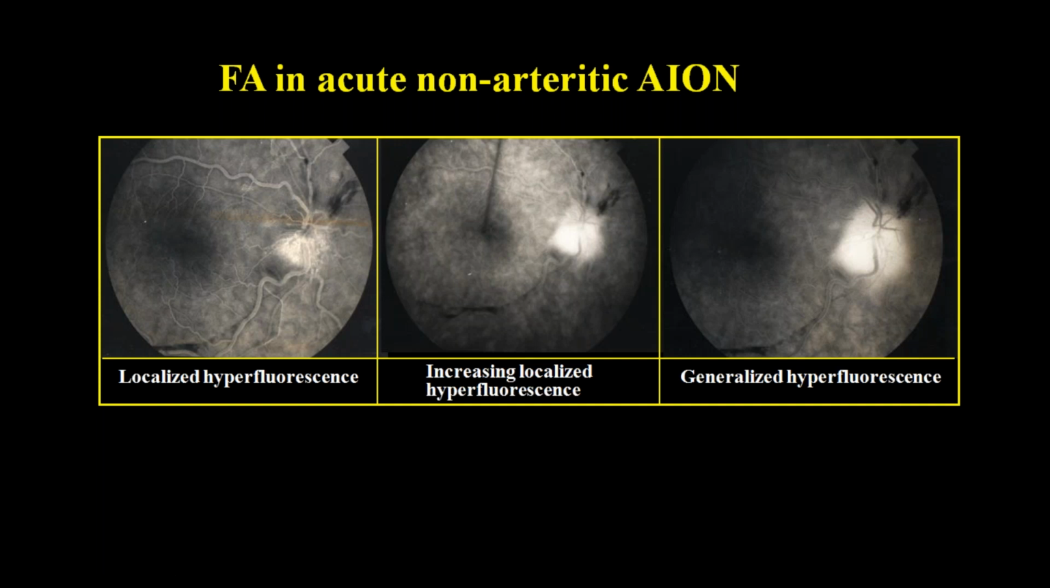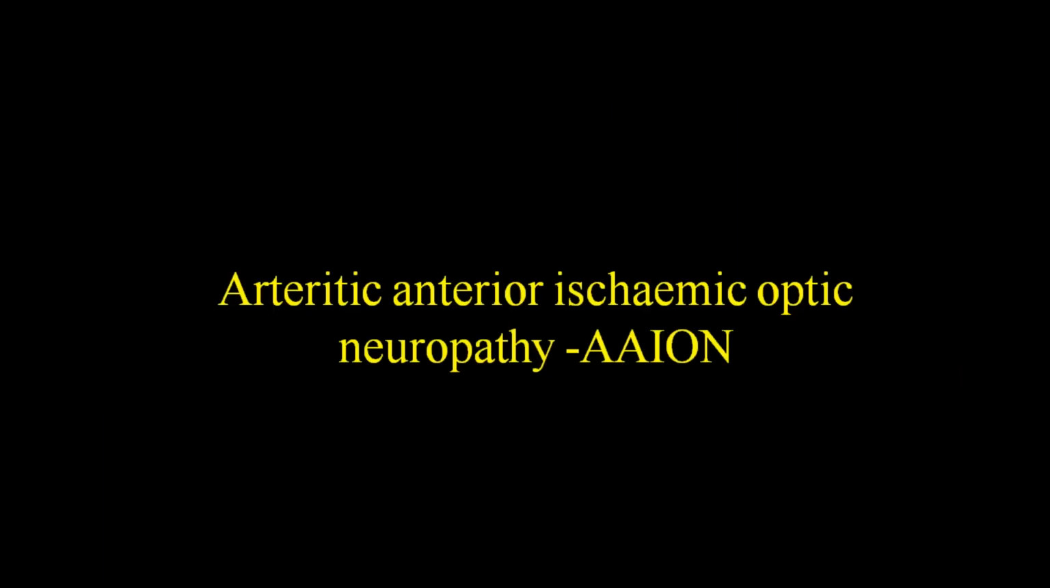So the classic features of anterior ischemic optic neuropathy are sectoral disc edema. Because a sector is involved, those particular nerve fiber layers are affected, and it leads to an altitudinal field defect. The disc is small, and it is commonly seen in the elderly age group who have hypertension, diabetes, hyperlipidemia, and other risk factors.